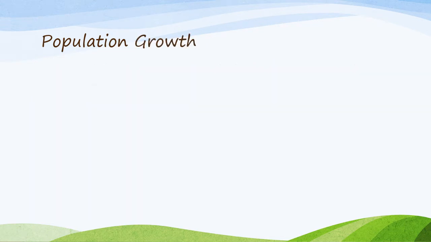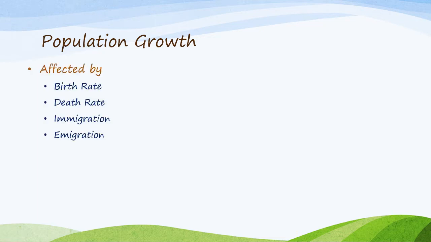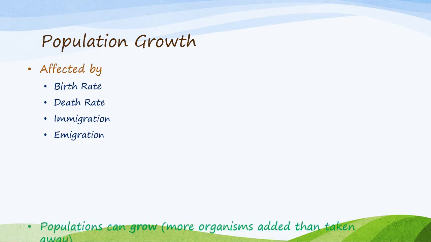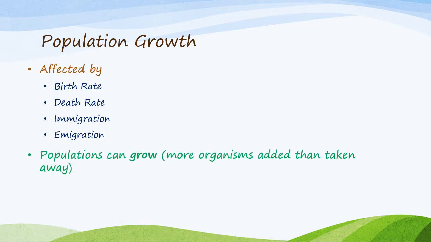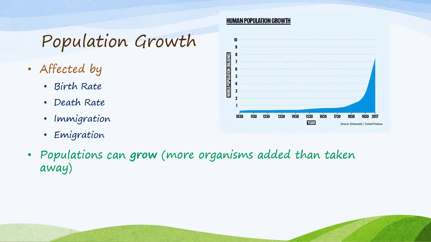Population growth is dependent on factors that probably are going to be pretty familiar: birth rate, death rate, immigration, and emigration. Usually people know immigration is bringing things in, emigration is when you leave. So populations can grow when you're adding more organisms than are taken away.